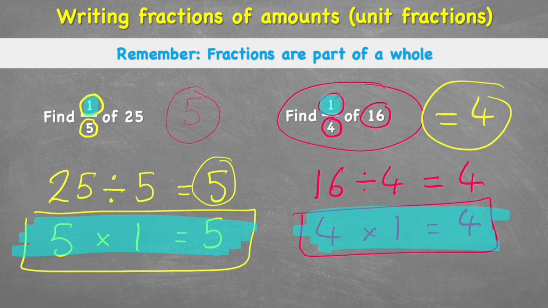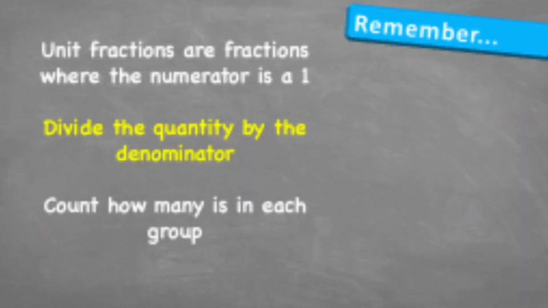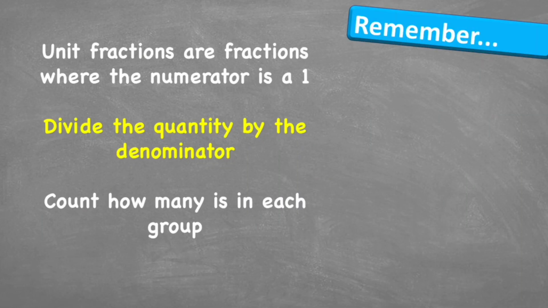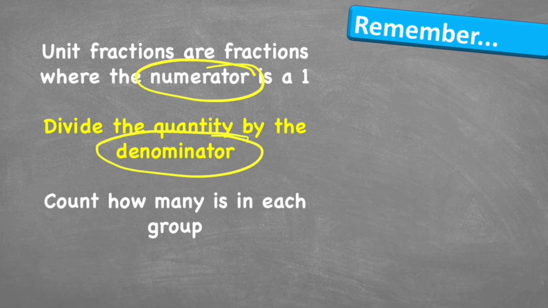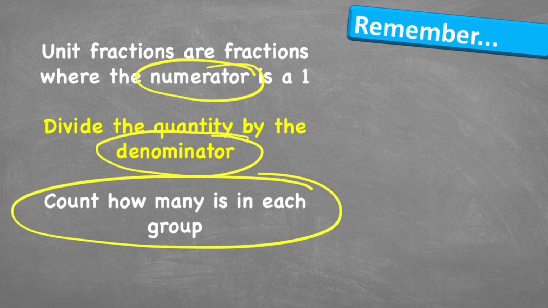If you're not really sure what I've just done and you don't understand it, please go back to that video where I'm showing it with pictures so that you fully understand it before moving to the written method. So let's look at what to remember for the written method. Unit fractions are fractions where the numerator, the number on the top, is a 1. Divide the quantity by the denominator, the number at the bottom. So we get our quantity, for example 25, and we share it between the denominator. Then all we need to do is count how many are in each group.